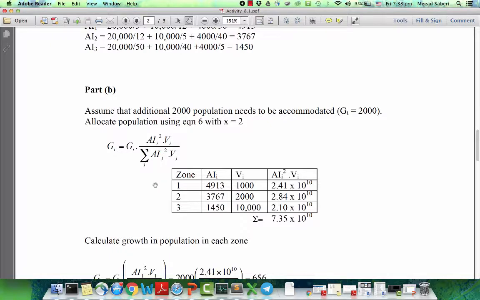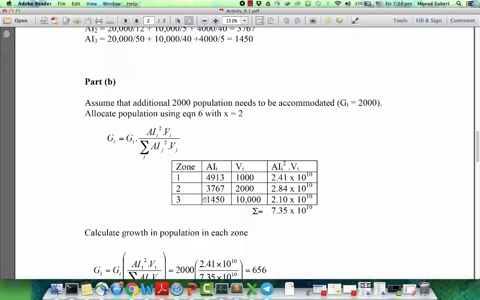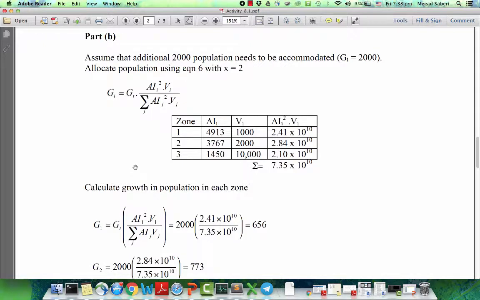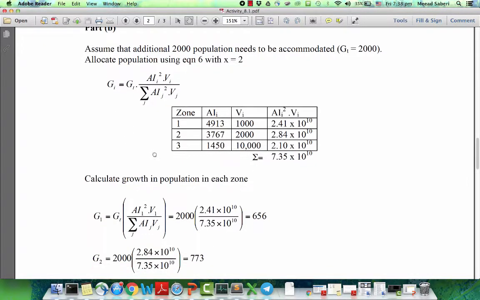As a result, we already have the accessibility index of the zones calculated from the previous part of the problem. The number of additional jobs V_i is given by the problem. So we can start calculating this term here, A_i squared multiplied by V_i, for the rest of the calculation. We calculate this and we calculate the summation, which is the denominator of this ratio. And then we can start calculating the G_i for every zone, G1, G2, and G3.